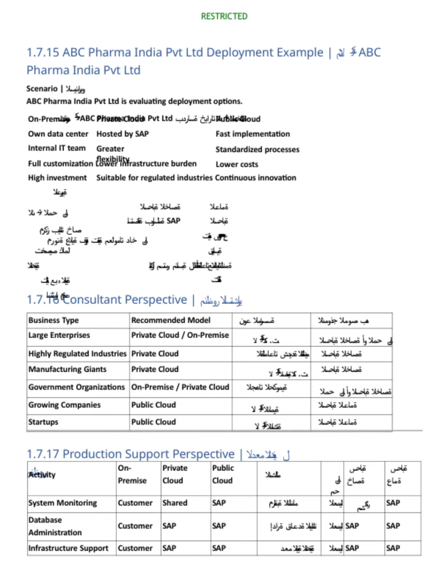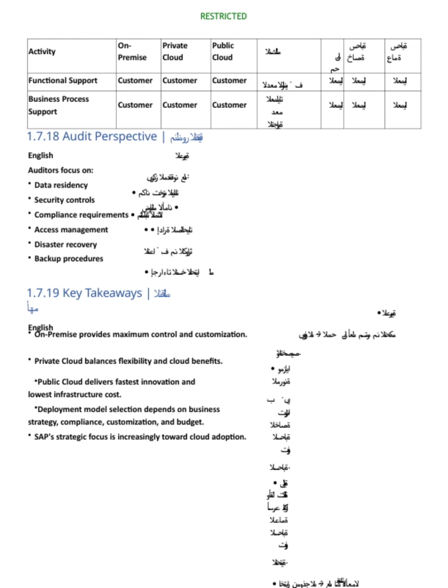This slide breaks down how different activities are managed across on-premise setups, private clouds, and public clouds. It shows who's responsible for system monitoring, database administration, and infrastructure support in each environment. Then, it shifts to recommendations for various business types, from large enterprises and highly regulated industries to startups and growing companies, suggesting the best deployment models for each. Finally, it offers a consultant's perspective on the trade-offs between these models, highlighting factors like customization, cost, and speed of implementation.